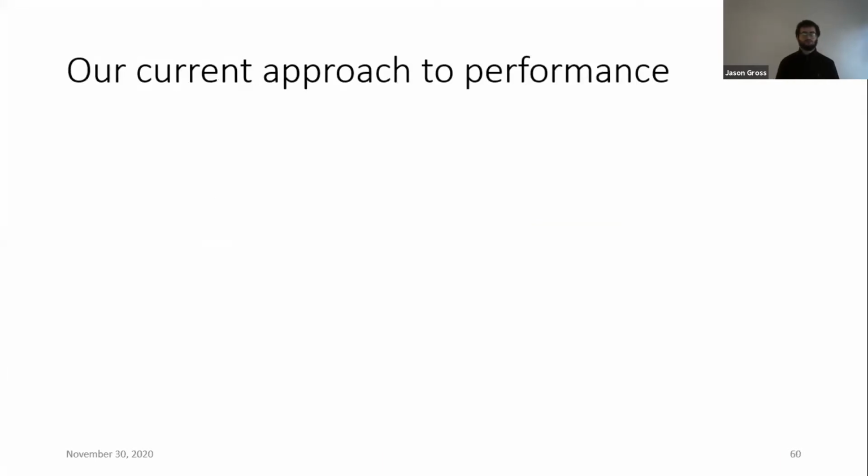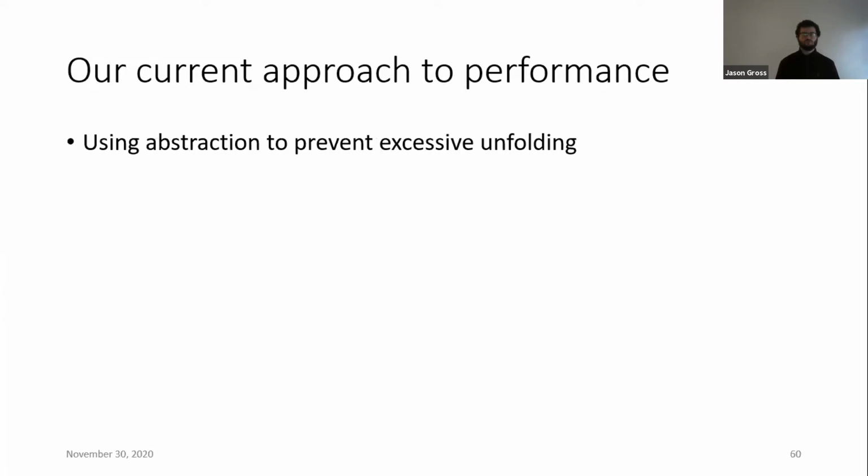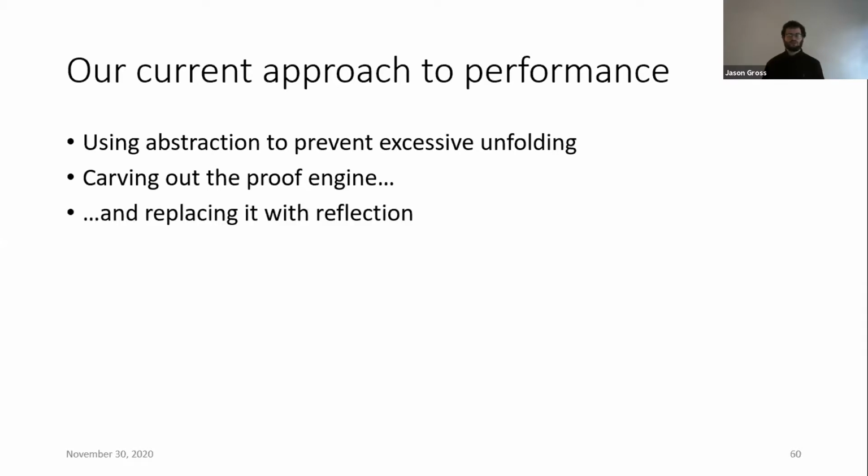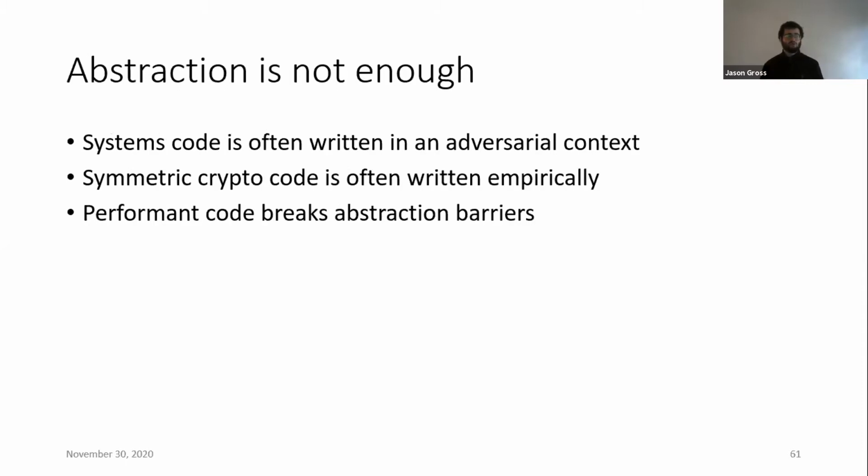And our current approach to solving performance issues is to use abstraction to prevent excessive unfolding, to use abstraction with an eye towards managing the performance burden on proof assistants. And again, I haven't seen this elsewhere in the literature, and I think it's a very important tool, but it's not the focus of this talk. And then when we can't handle performance issues by using abstraction, when the pieces are too big, we carve out the proof engine and replace it with reflection. Abstraction alone is not going to be enough.